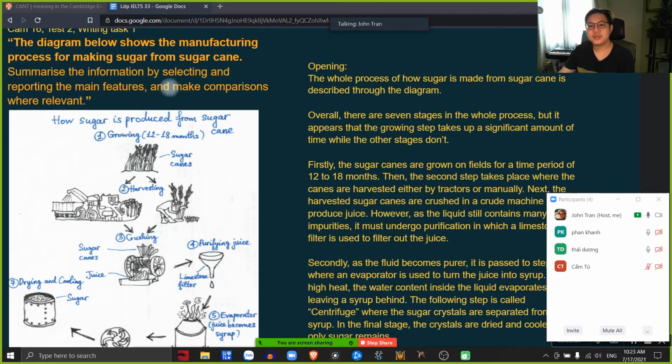You have to summarize the information by selecting and reporting the main features and make comparisons where relevant.